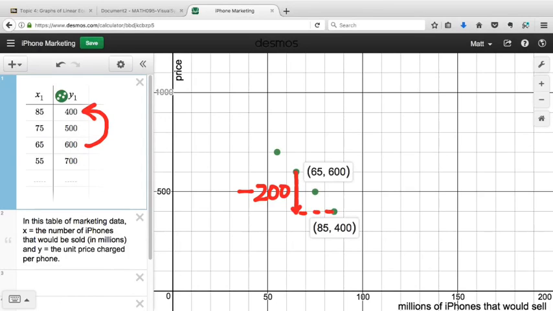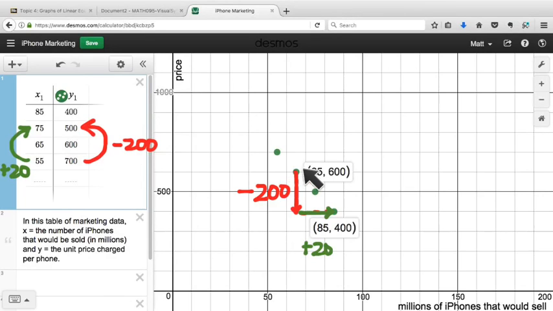And then what's happening to the quantity that's being sold? Increasing by 20. So now we have a different combination of change in price, $200 price drop, and a change in quantity. Here this would be a 20 million unit increase in the quantity. And that same $200 price drop, 20 million sales increase, also happens to be the same relationship between the first and the third points in this table as well. So that gives us another mark of consistency.